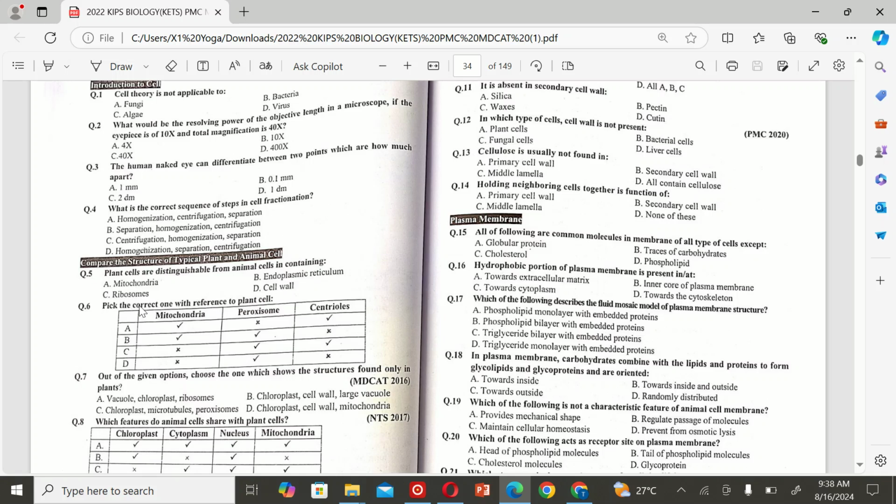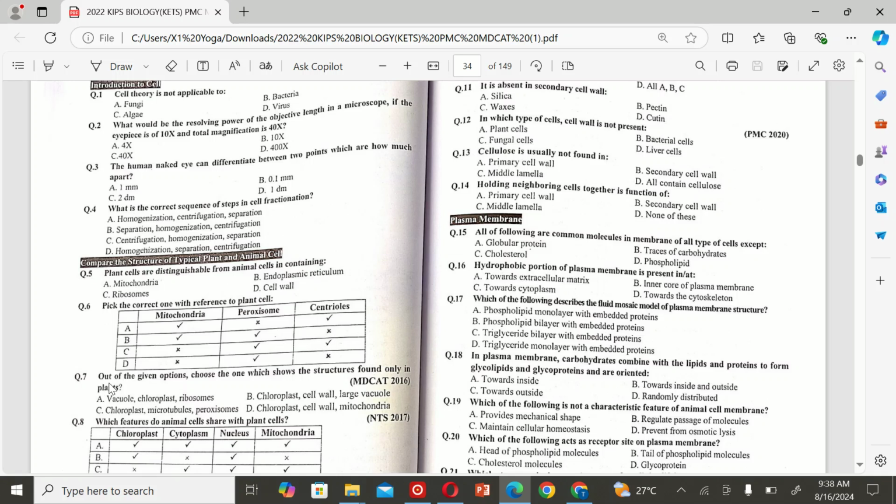The next MCQ is: pick the correct one with reference to plant cell. A. Mitochondria, not peroxisome and centriole. B. Mitochondria, peroxisome, and not centriole. C. Not mitochondria, peroxisome, and centriole. And D. Not mitochondria, peroxisome, and not centriole. So the correct sequence is B.